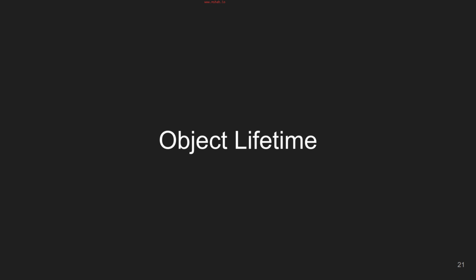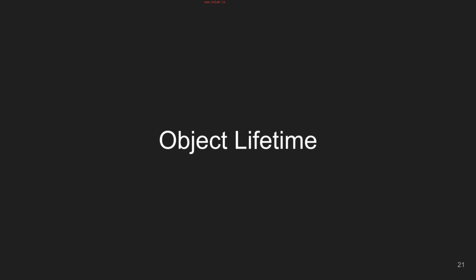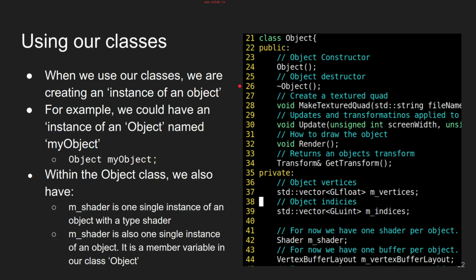Okay, so let's also talk about, since we're creating our own data types, our own classes, a little bit about object lifetime. So whenever we're using our class, just to get some terminology, we're creating an instance of an object. So we have capital O Object here that we are defining, and then we can create an instance of it. We can have 10 instances of it, okay? So for example, we can create Object myObject here. And that myObject is an instance of an object with the type uppercase Object here, okay?